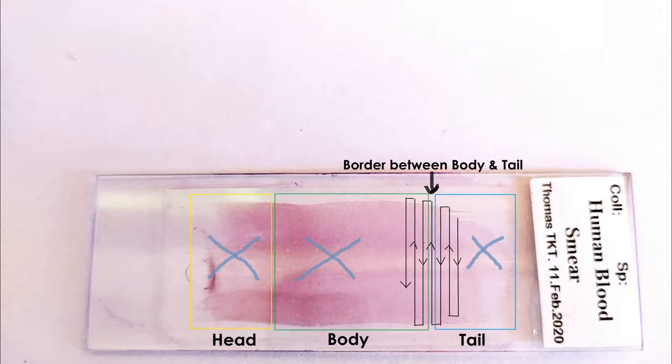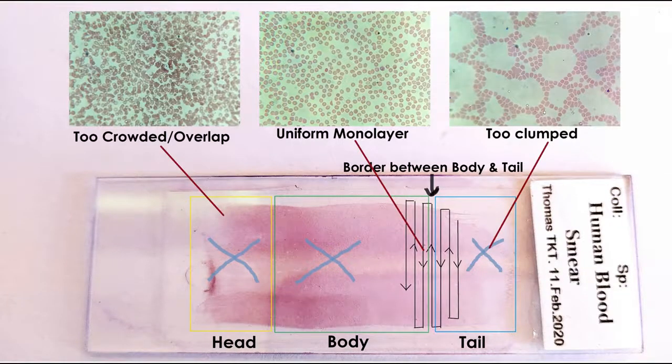that is, the corner where the smear began and the corner where the smear ends or tapers. In fact, the most preferred site to perform a DLC count is the region in and around the borderline between the tail and the body of the blood smear. This is the region where the cells are uniformly spread into a monolayer without any clumping or overlapping. Count at least 100 or 200 white blood cells to get reliable results.